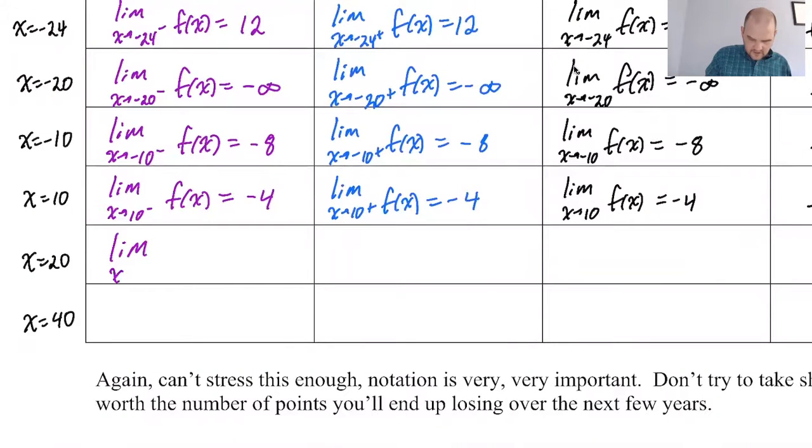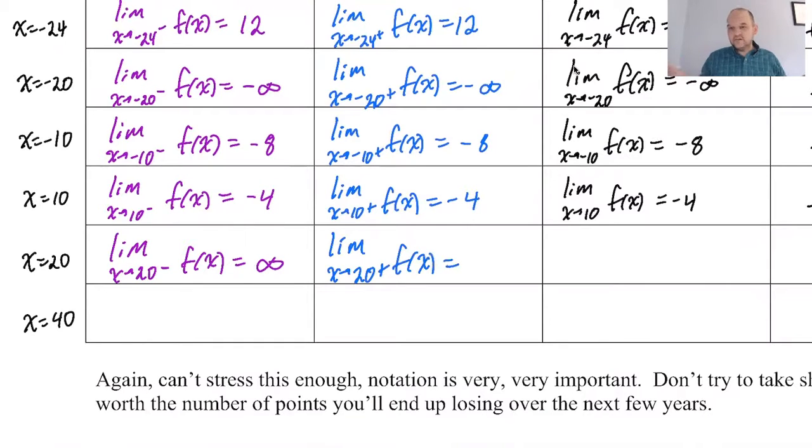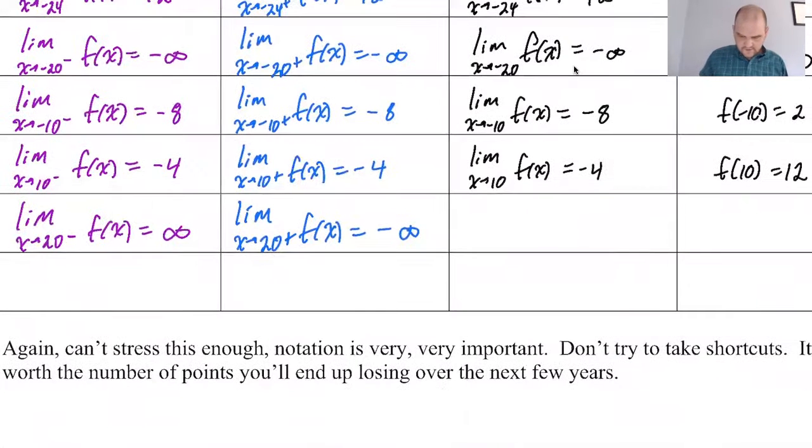The limit as x approaches 20 from the left of f of x is, what did we say? We said infinity. And then the limit as x approaches 20 from the right of f of x is, we said negative infinity. You'd think I would be able to remember that because I made a big deal about how the limit doesn't exist, but it's hard.